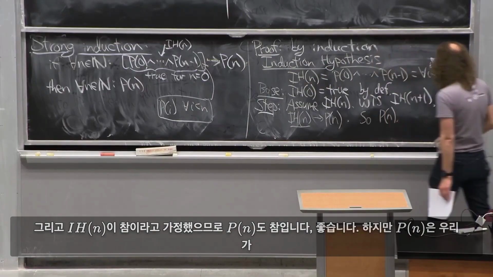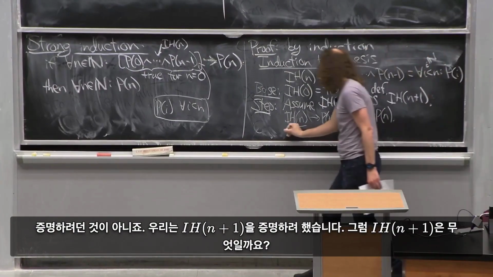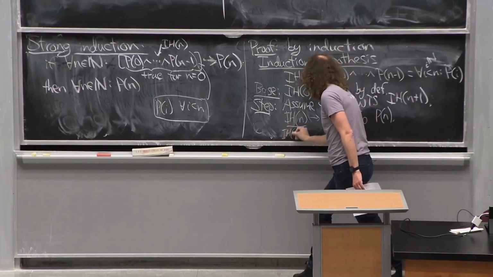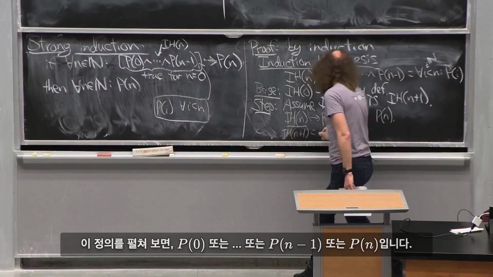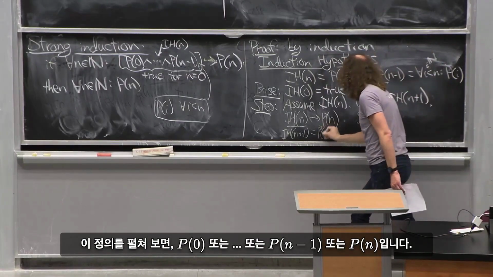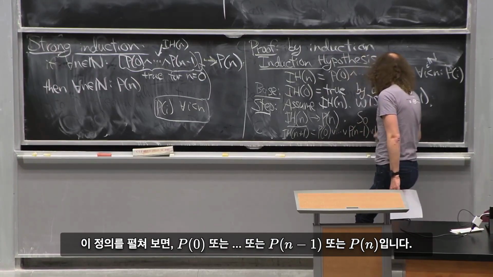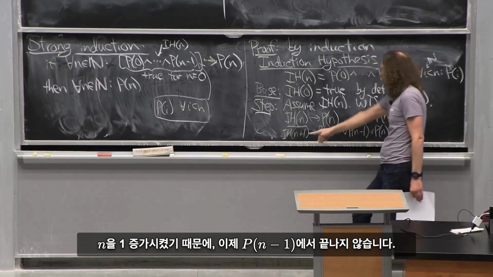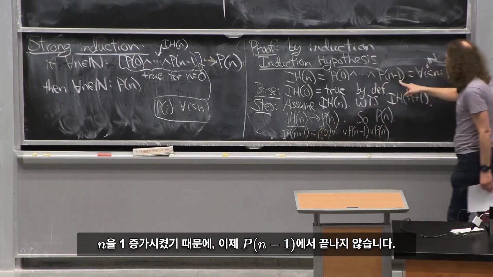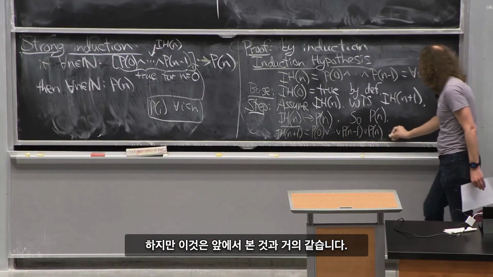Okay, but P of n was not what we wanted to prove. We wanted to prove IH of n plus 1. So what is IH of n plus 1? Let's just expand out this definition here. It is P of 0 or ... or P of n minus 1 or P of n. Because I've incremented n by 1, this no longer ends at P of n minus 1, it now ends at P of n. Okay, but this is almost what we had before.